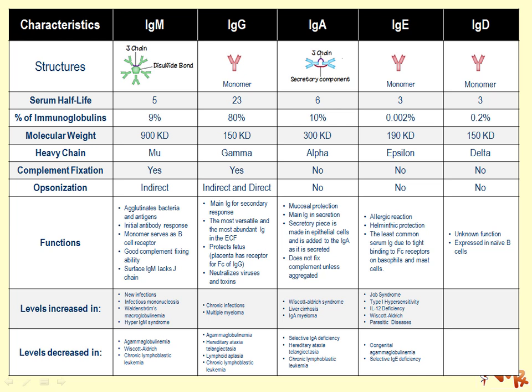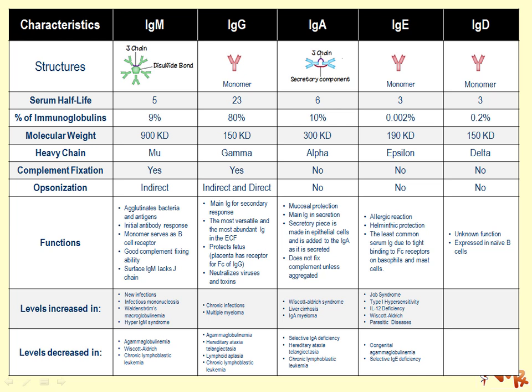Levels of IgA increase in Wiskott-Aldrich, liver cirrhosis, and IgA myeloma. Levels of IgE increase in Job's syndrome, type 1 hypersensitivity reactions, interleukin 12 deficiency, Wiskott-Aldrich syndrome, and parasitic diseases. The levels of IgM is decreased in agammaglobulinemia, Wiskott-Aldrich, and chronic lymphoblastic leukemia.